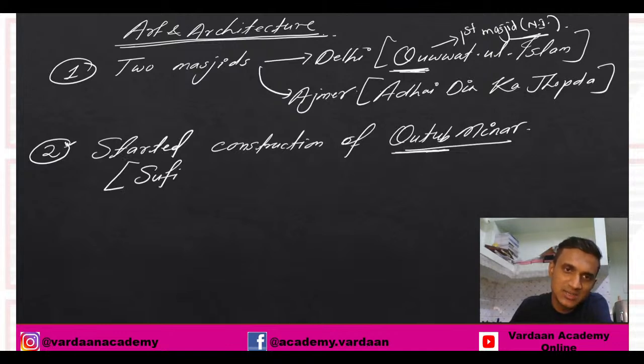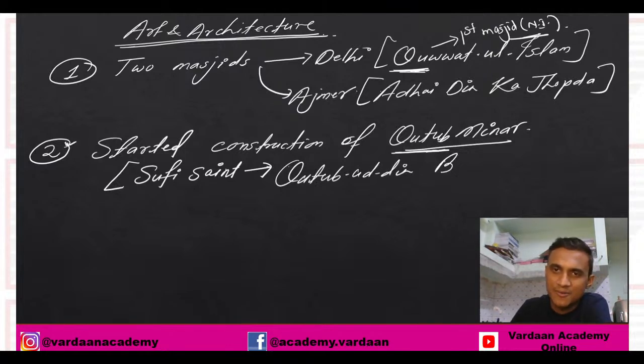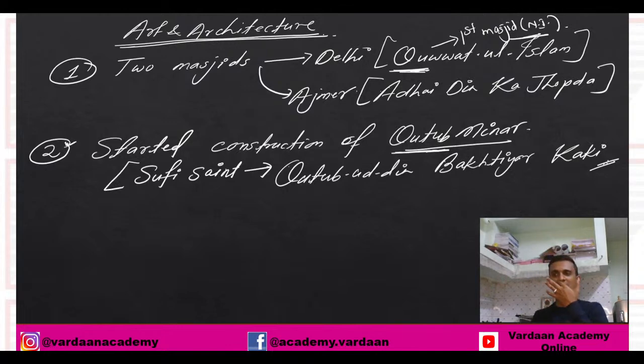There was a Sufi saint, and Qutub-Ud-Din-Aibak was a great fan of that Sufi saint. He was a great patron of him, and his name was Qutub-Ud-Din Bakhtiar Kaki. For him he made Qutub Minar. He named it after him. The name Qutub in Qutub Minar is of Qutub-Ud-Din Bakhtiar Kaki. His first name is also Qutub-Ud-Din, so it's his name.